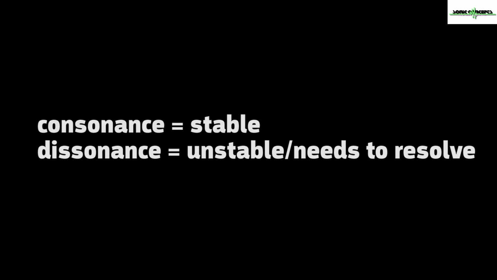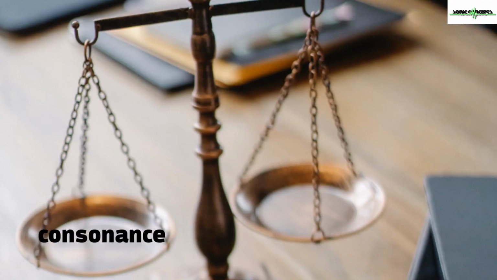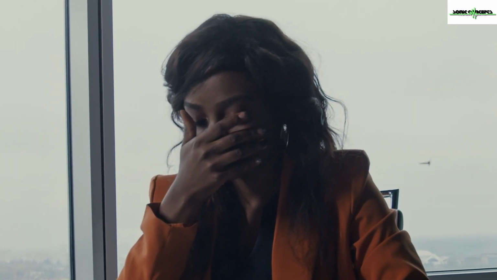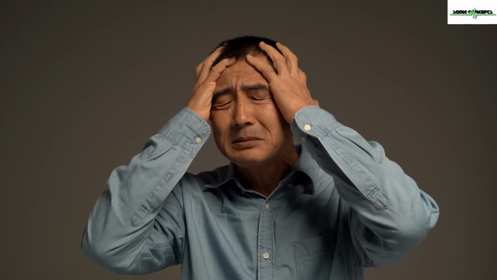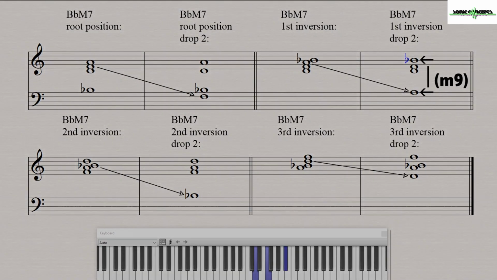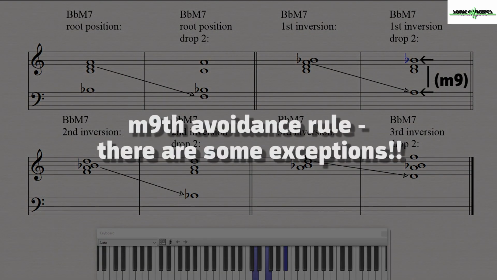Because dissonance creates a feeling of being unresolved while consonance creates a feeling of stability, consonance and dissonance often counterbalance each other. Too much consonance can make music sound boring, while too much dissonance can be unpleasant to listen to. Regarding the minor ninth avoidance rule specifically, there are some exceptions, and we'll cover this rule in more detail when we get to extensions in a later episode.